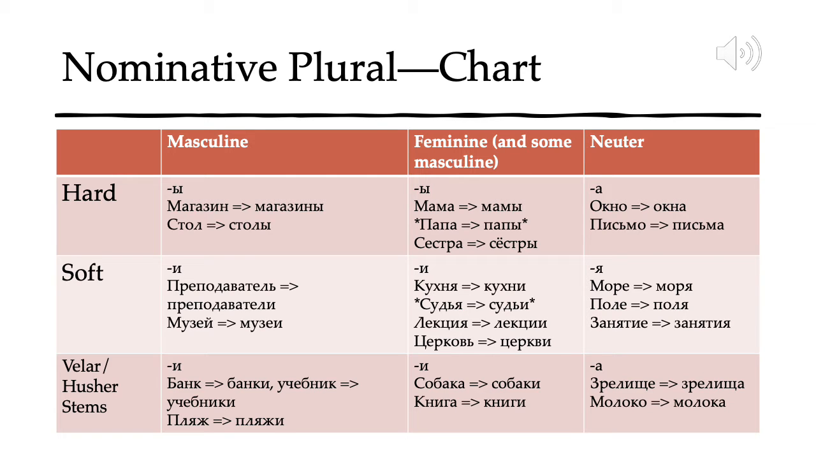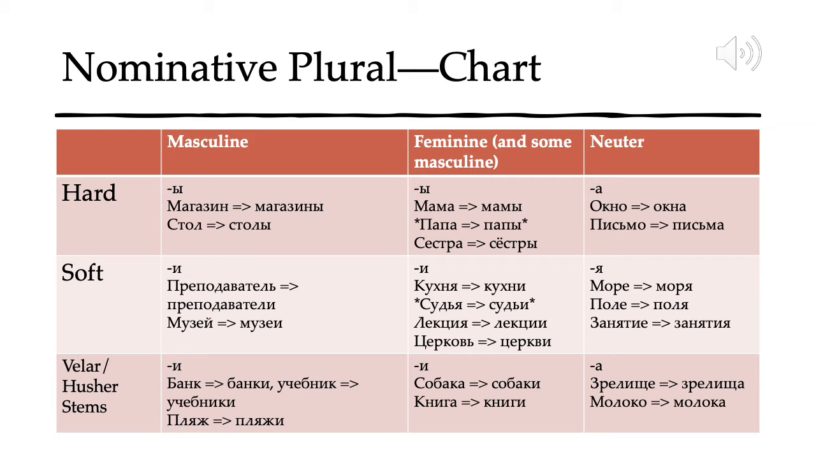Now let's look at the nominative plural. We're going to start with the basic regular formation of the nominative plural. There's a chart on slide 4 of the PowerPoint, and let's go through it. It's divided into masculine, mainly feminine, and neuter, and then hard stem, soft stem, and velar and husher stem.